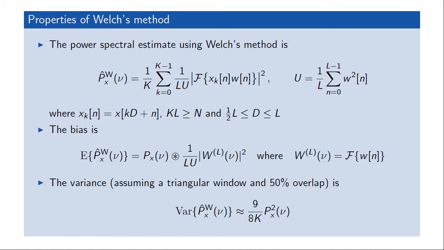So we can have approximately 2 times as many blocks if we have 50% overlap. So the variance in comparison to Bartlett's method is actually 9 over 16 times the periodogram estimate, or we get close to a 1/2 improvement in the variance for Welch method.